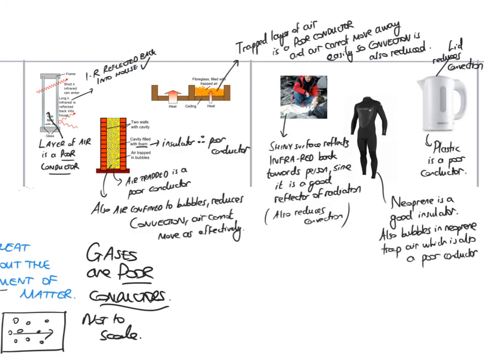Okay, so hopefully you got some of these ideas down. Things that crop up an awful lot are trapped layer of air being a poor conductor, also preventing convection. If air can't move, it can't carry energy away by convection. Pause the video and just have a read through some of my comments. I might have missed details, but I think I've got most things.